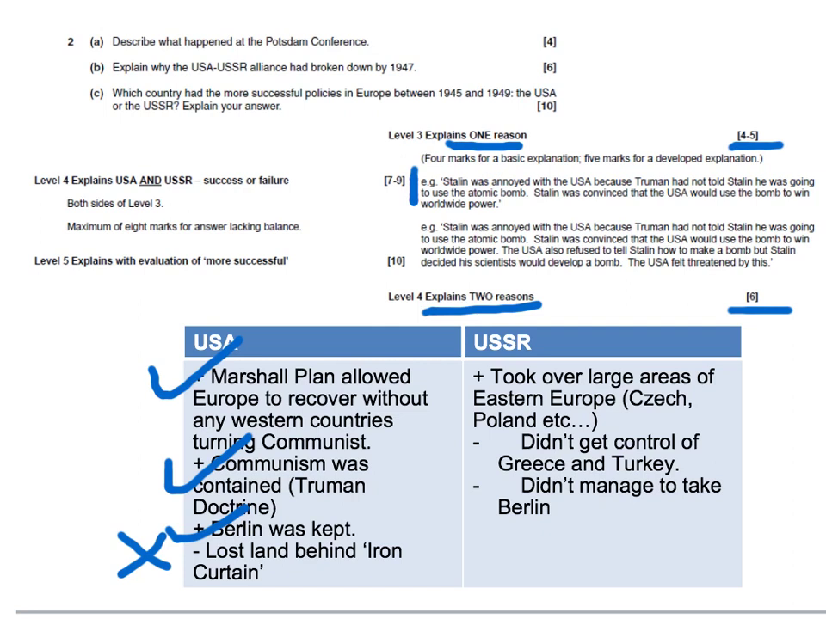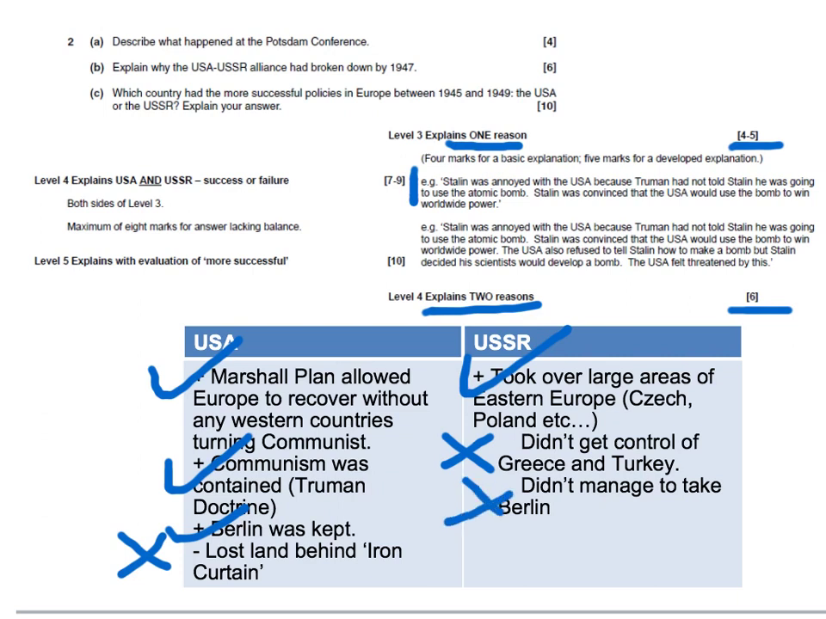Let's look across to the USSR. They took over large areas of Eastern Europe, Czechoslovakia, Poland. You should be aware of how Stalin did that. Usually he would have a coalition government, and then he would have a rigged election or use some violence to intimidate the non-Soviet elements, and then he'd put his own party in power. However, he didn't get control of Greece and Turkey. The Marshall Plan was successful there, and he didn't manage to take Berlin in the Berlin blockade.